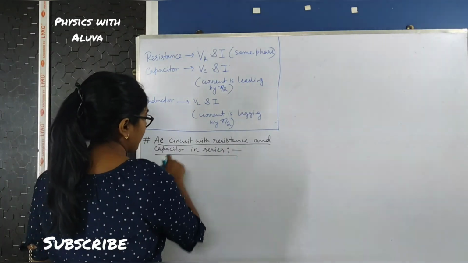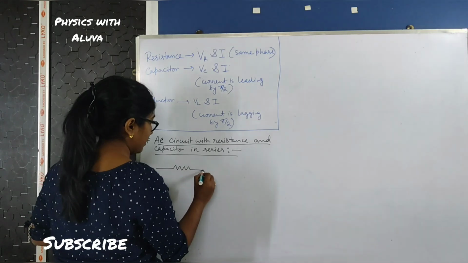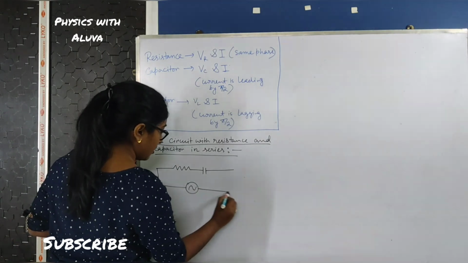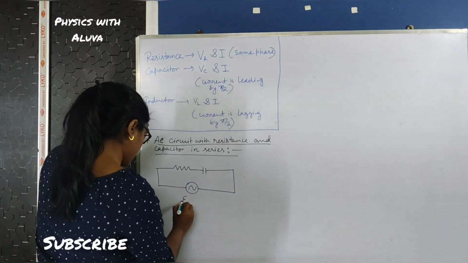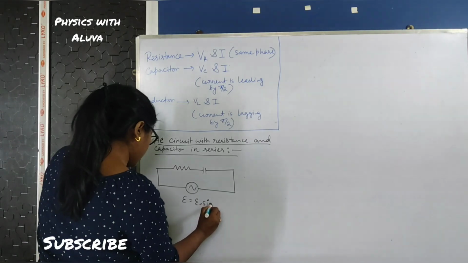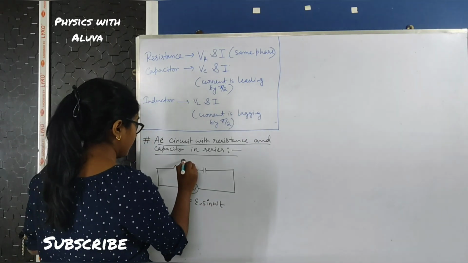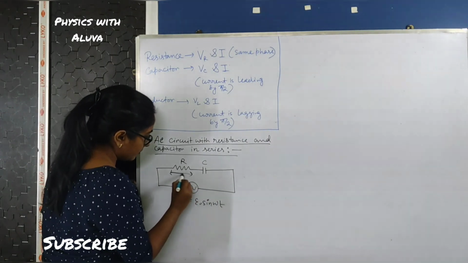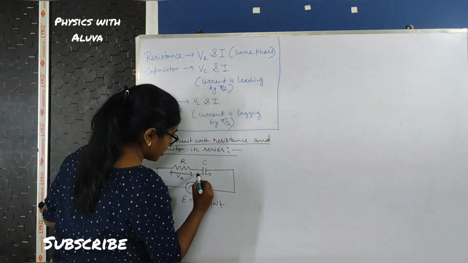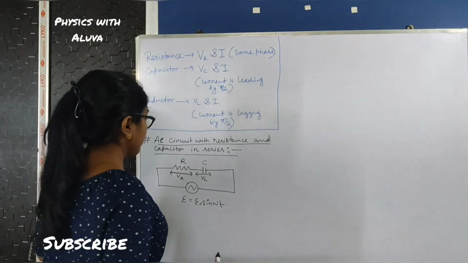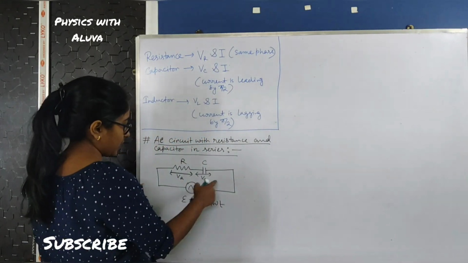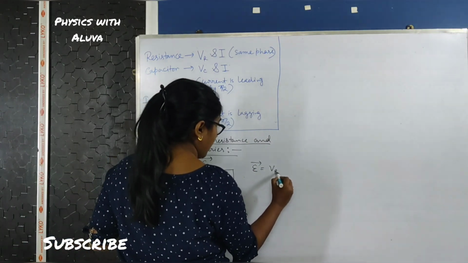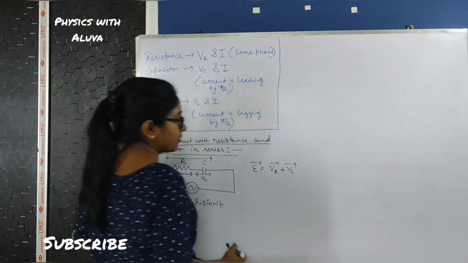Now, resistance and capacitor in series. So, this is a resistor and this is a capacitor. They are in series across an AC voltage. This is epsilon equals epsilon naught sine omega t. This is R and this is C. Okay. Voltage across the resistor is VR and across the capacitor is VC. So from here we can write that the net voltage across this is VR plus VC, the vector addition of these two.